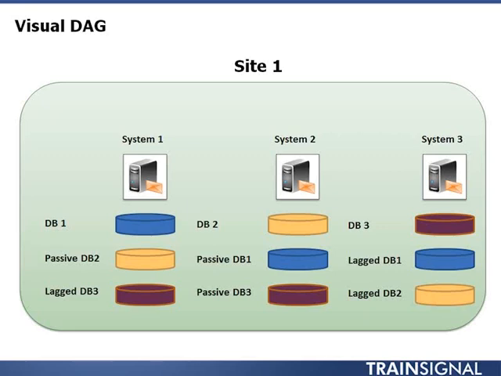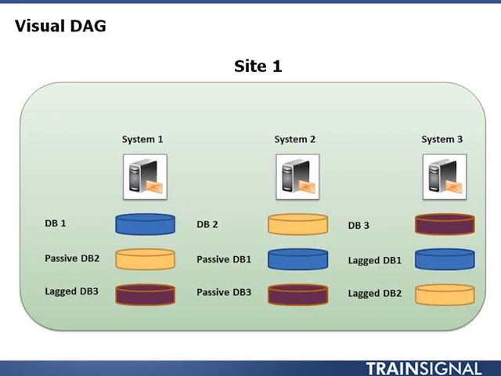So if you're looking at this and let's say System 2 goes down, this does not affect the active database for System 1 or 3. And the passive database for System 2 that's located on System 1, that will automatically become the active copy of the database, because in this case it's a single site, and as part of a database availability group, it would automatically fail over to System 1.